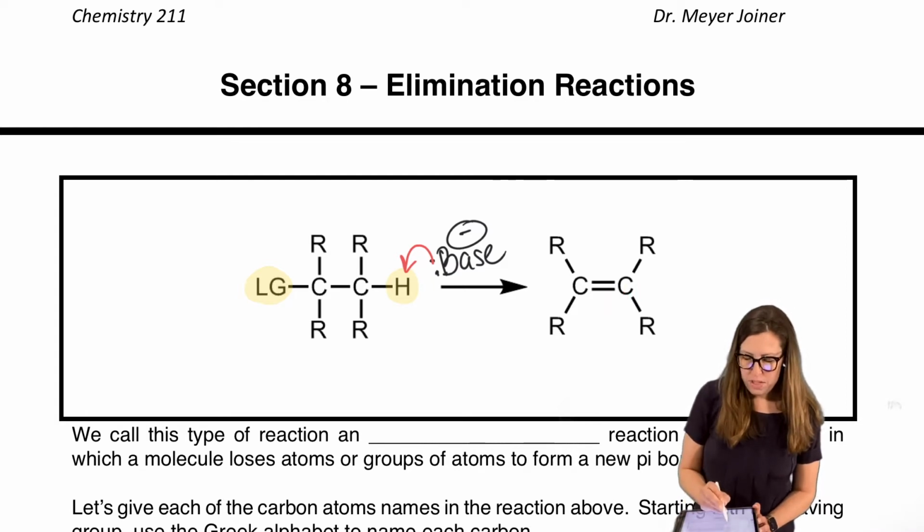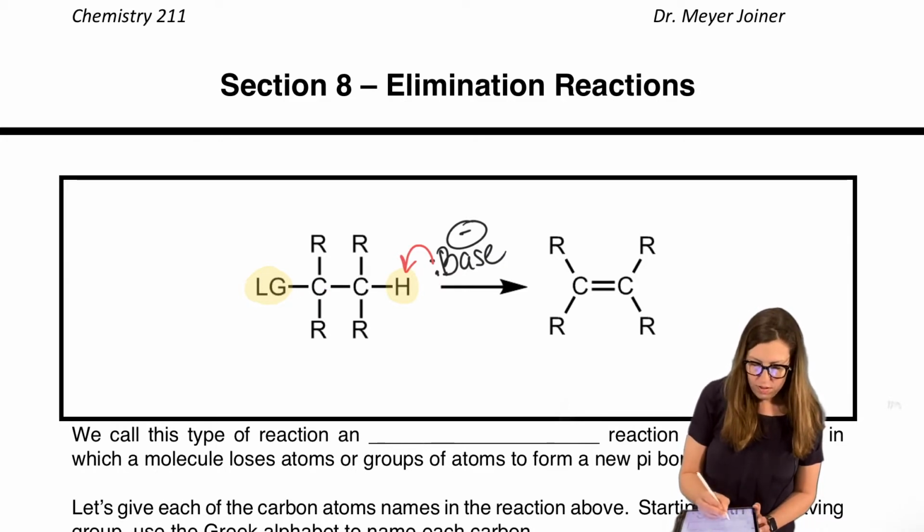Notice there's something special about the carbon. It's the carbon attached to a carbon with a leaving group. So if we say the carbon with the leaving group is our alpha carbon, we could say the carbon attached to it is a beta carbon. So this would therefore be a beta H because it's on a beta carbon. So the alpha carbon is the carbon with the leaving group. If there is a beta H, a base can come along and take it.